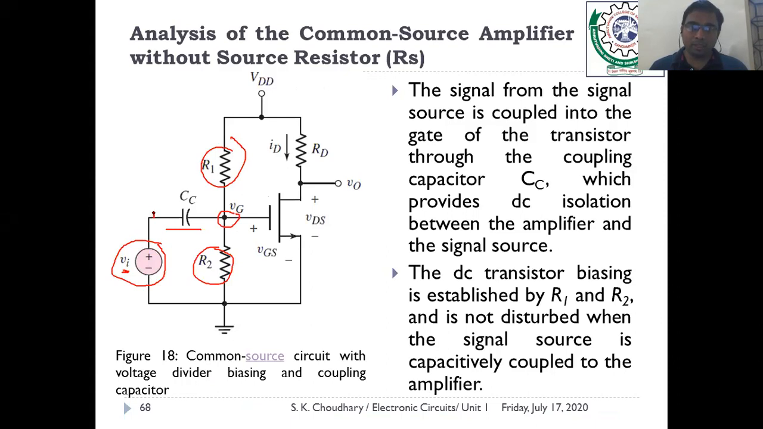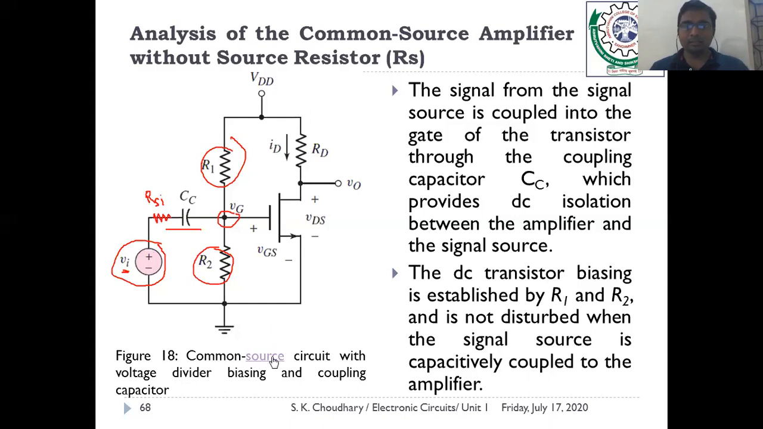So you can show the resistance here like this. That is RSI, the signal source resistance, and it has a very small value. It is always in series with the Vi.